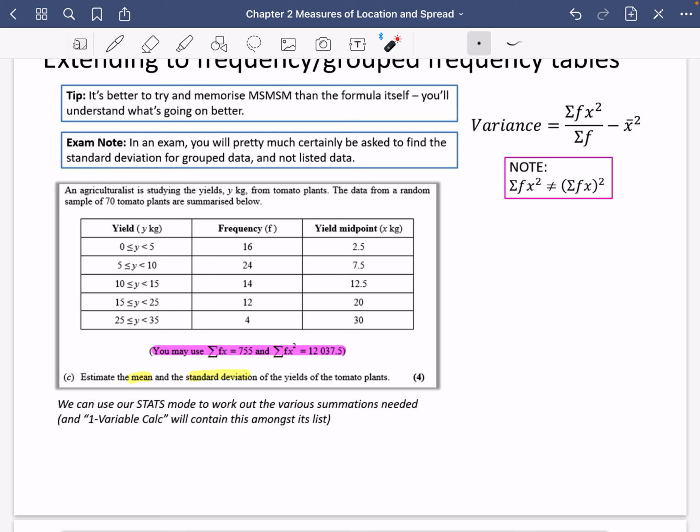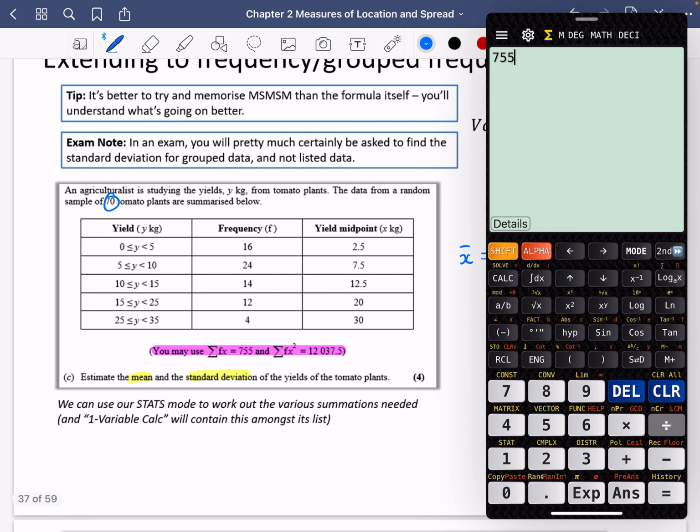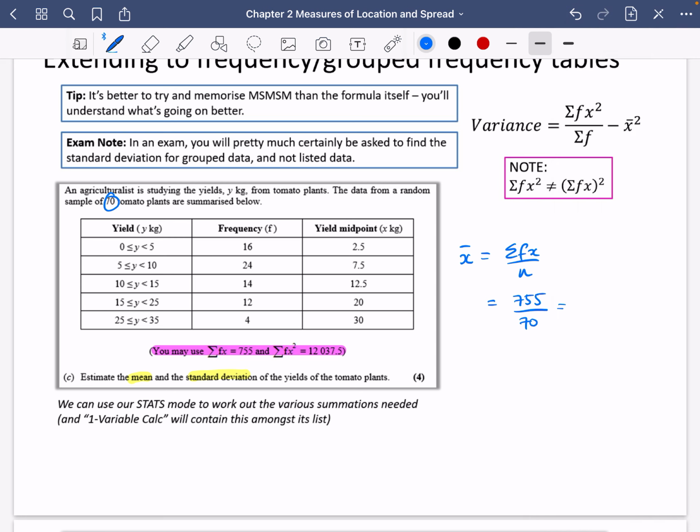Let's actually finish this question off then by doing the calculation. So the first thing it wants us to do is to find out the mean. Now we know that the mean is going to be the sum of f of x divided by how many there are. They've already told us that the sum of f of x is 755, and the total is that there are 70 plants here. So 755 divided by 70 is going to be 10.7857. So let's just do that as 10.79, and that's to 2 decimal places, and that's in kilograms.